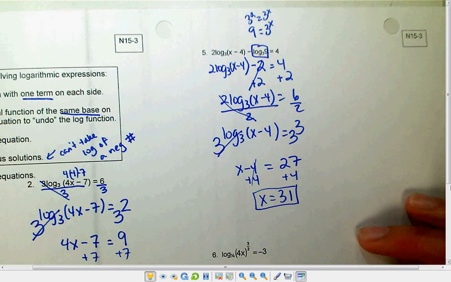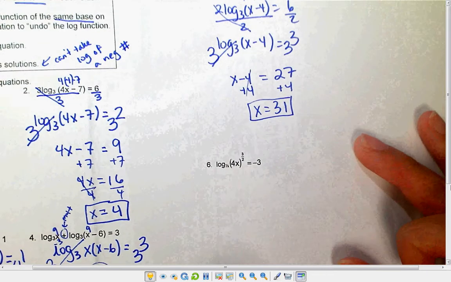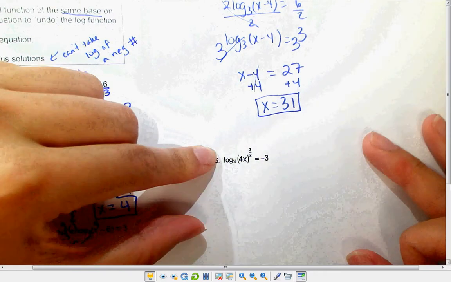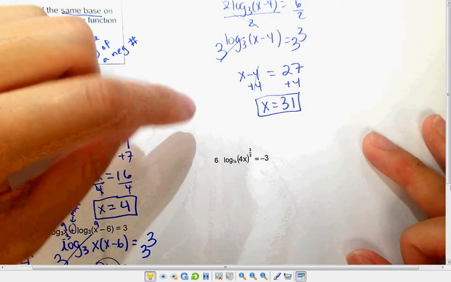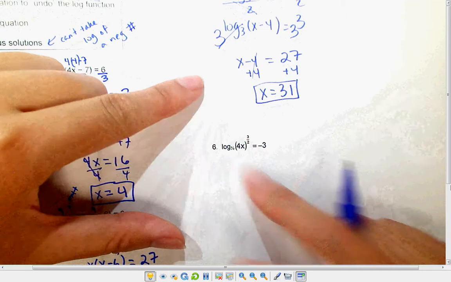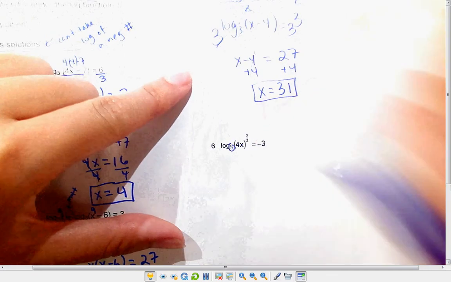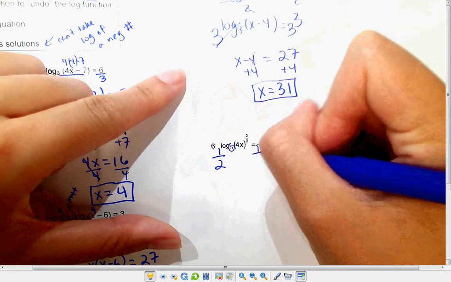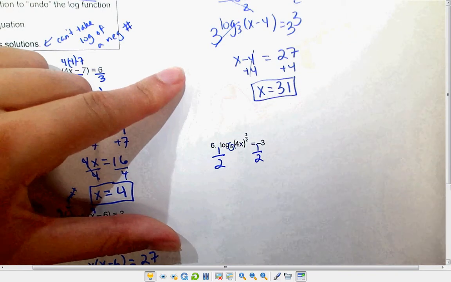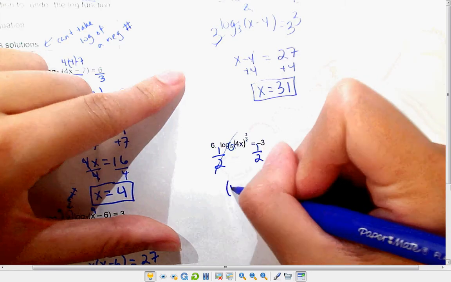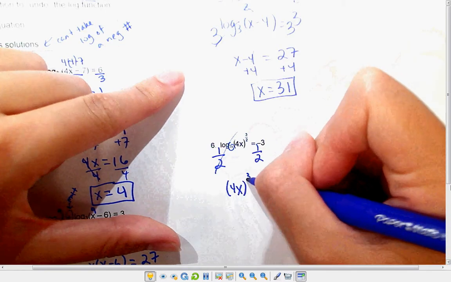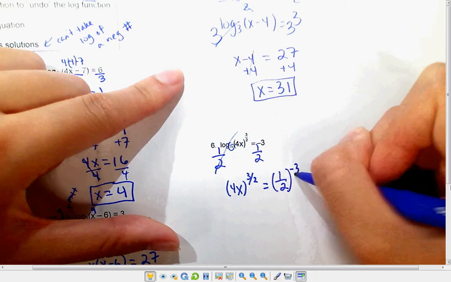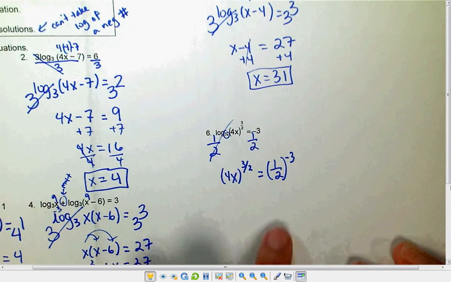Okay, so our next problem looks a little bit trickier, but it's the same steps we have been doing. So right now you can see the log is already by itself. We need to undo this log by raising it to the base. So look at what the base is. In this case, our base is 1/2. So we are going to raise both of these to the 1/2 so that I can undo this log. So this leaves me with 4x to the 3 over 2. Over here I have 1/2 to the negative 3.